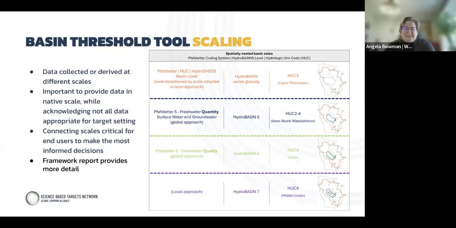Decreasing in size or increasing in granularity from hydrobasin 5 to 6 to 7, as you'll see the different colors indicated on the right. We wanted to make sure this data was all reported as is, and so this spatial nesting that we're calling it is really important in the tool to understand. So at the end of the day, the goal is to have, if you are interested in, for instance, data at the HUC 6 level or hydrobasin 6 level, this green on the graphic on the right, all of the information that is available at the different hydrobasin levels will also be available and flagged for your use, depending on the end case. As I mentioned, the framework report really provides more detail on this, and I welcome feedback on this component. Next slide, please.